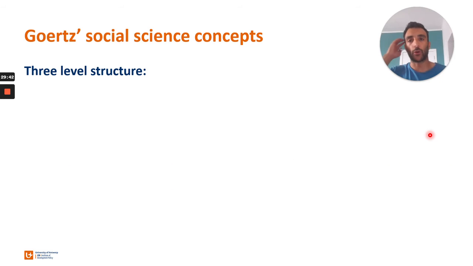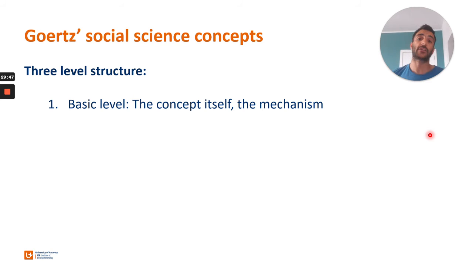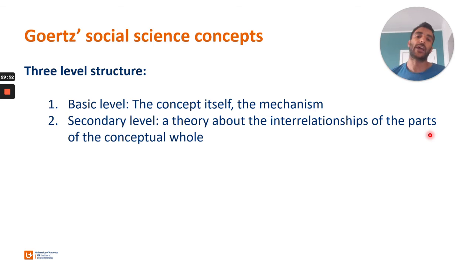And so according to Goertz, there's a three-level structure when it comes to social science concepts. First, there's the basic level, which is the concept itself, the mechanism, for example, self-efficacy. Then there's a secondary level, which is the theory about the interrelationships of the parts of the conceptual whole. So this is really about, again, see the resemblances with what Westhorp, for example, said about the necessary components and the interrelationships between those components. And so again, this comes back in this three-level structure.